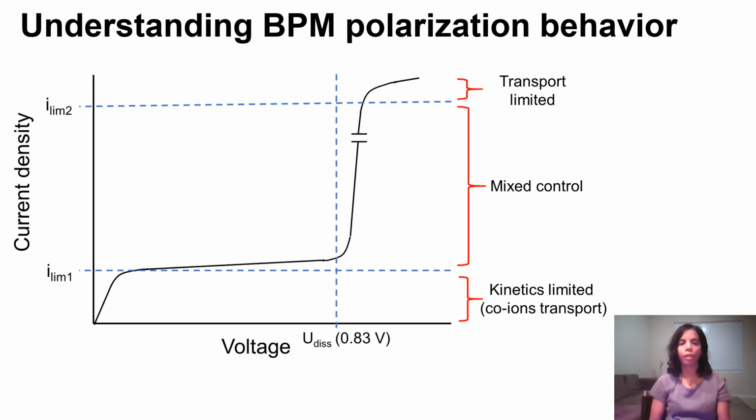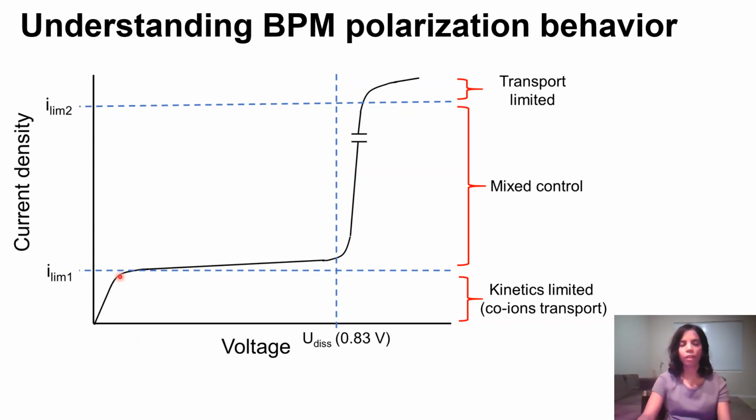Let's talk about the polarization behavior of a BPM placed in an aqueous salt solution under reverse bias. So initially at low voltages, the voltage and current density follows a linear trend. As we increase the voltage, there is a gradual increase in the current density. And this regime of the polarization curve is controlled by transport of coions in the solution, and it's kinetically limited.